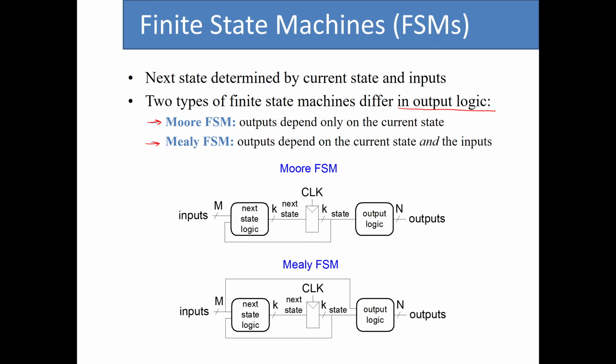So for the Moore FSM, the outputs depend only on the current state of the system, while for the Mealy FSM, the outputs not only depend on the current state of the system, but also depend on the inputs too. So if I want to put these two definitions into some generic designs, these are the representative designs of these two systems. For the Moore FSM, we have a set of M inputs that are connected to the next state logic unit. They create a set of K outputs, which will be the next state of the system.